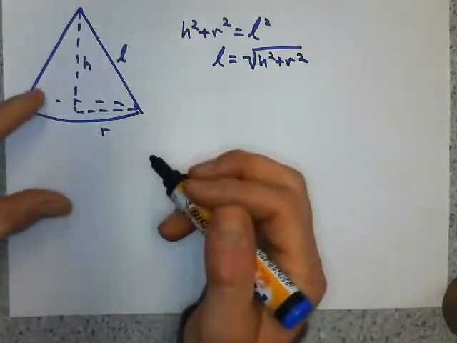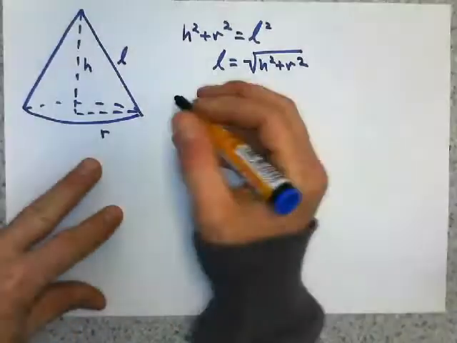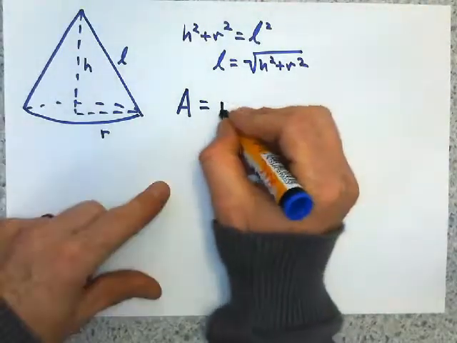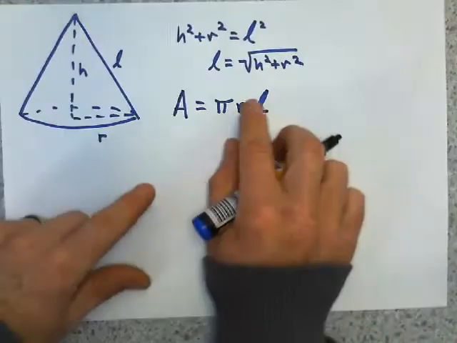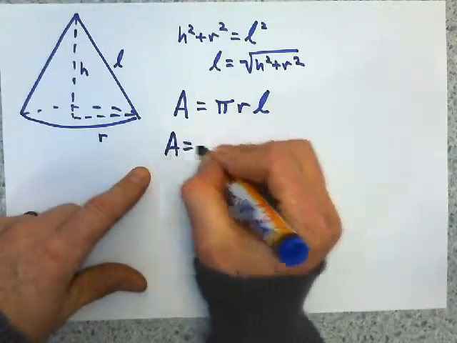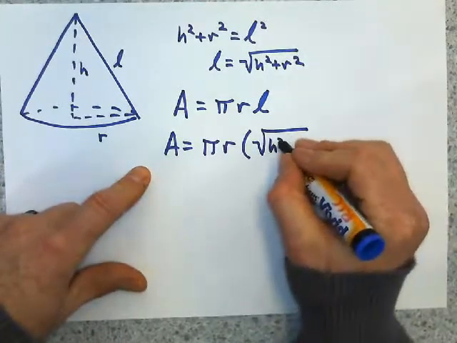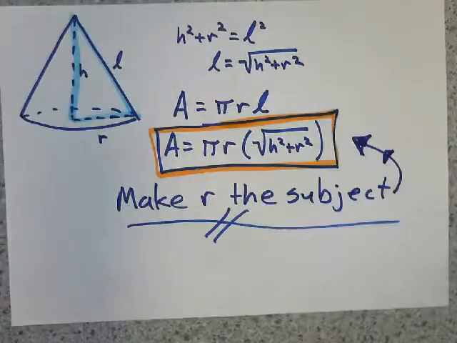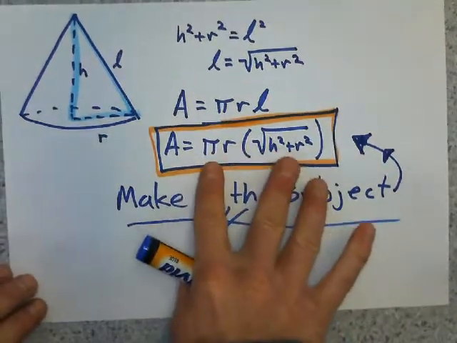So the formula for the lateral area, this part of the cone, is nothing major if we use the slant height. It's just pi times radius times L. That's no biggie. But if we replace L with this expression, it becomes a completely different formula: pi times radius times the square root of h squared plus r squared. So what I'm going to do in this video is make r the subject in this equation right here.